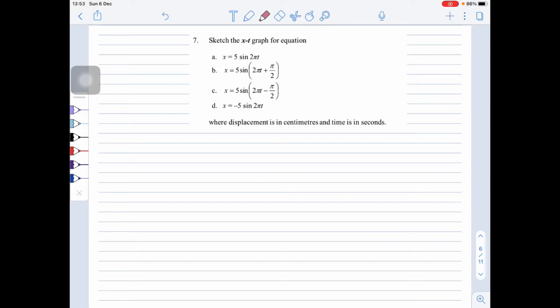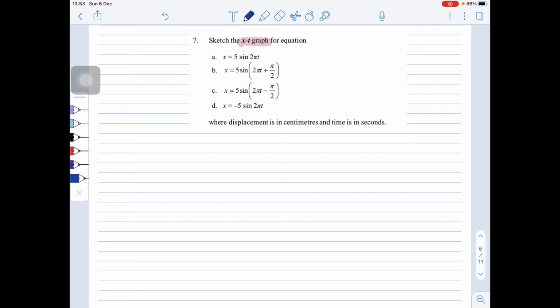Okay, now let's look at question 7. So we need to sketch XT graph here. So XT graph adalah displacement against time graph. So there are 4 equation here. Okay, kita tengok satu persatu lah.